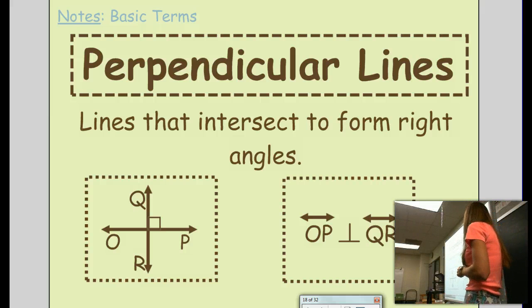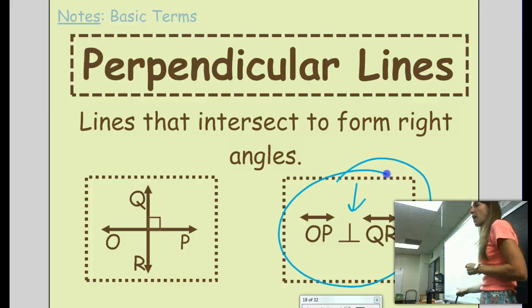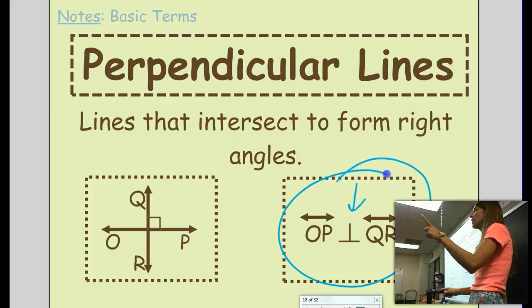What is the symbol for perpendicular? You see it right here? That symbol? Upside down, capital letter T. That is how you communicate perpendicular.